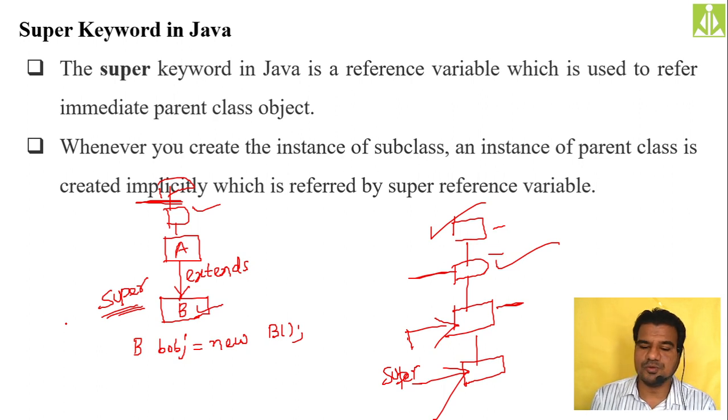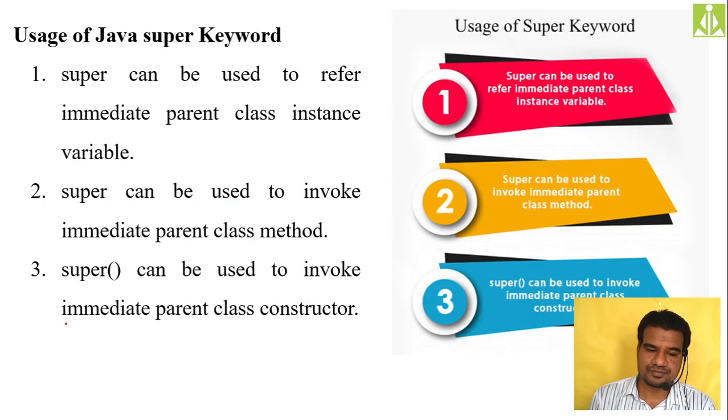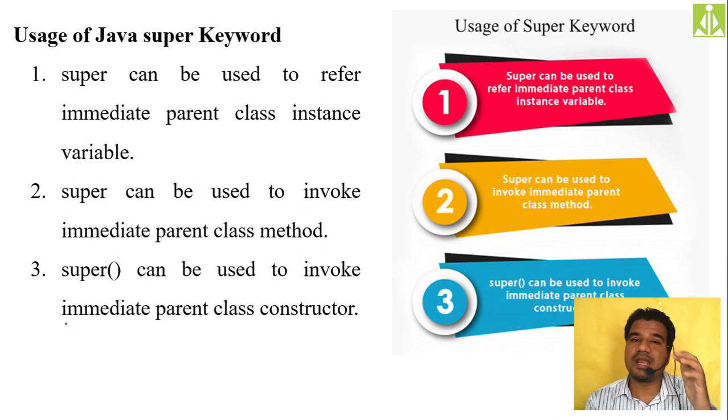Okay, so hope you understood. Whenever you create the instance of a subclass, an instance of the parent class is created implicitly, which is referred to by the super reference variable. We have different uses of this super keyword, three in number. First, super can be used to refer to the immediate parent class instance variable. Whenever you want to refer to the immediate superclass object, use the super keyword inside the current class.